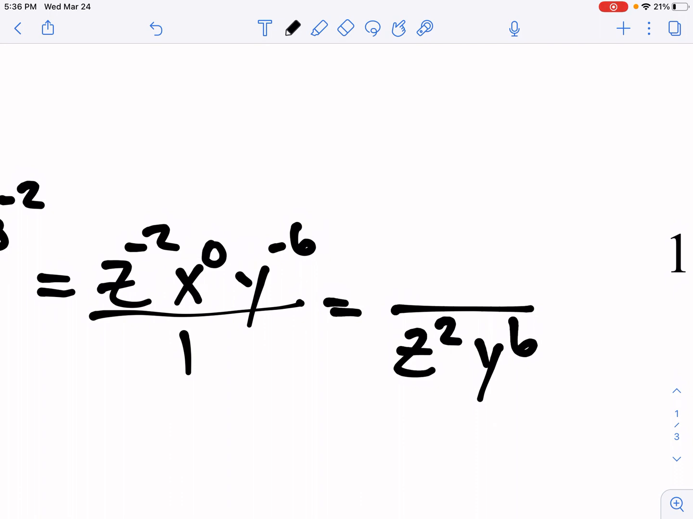And then x to the 0, we could leave that on top, but what's x to the 0 power? Anything to the 0 power is 1. So this x is really just a 1. Okay, so this would be as simplified as we can get.